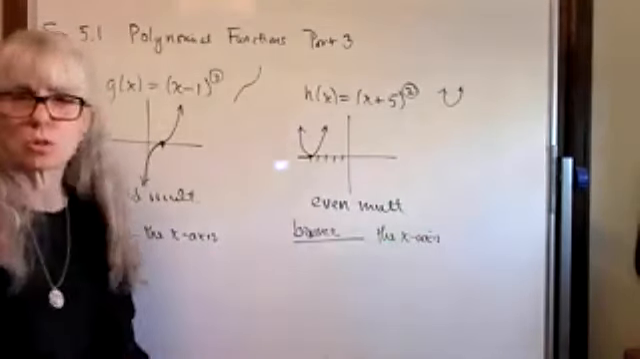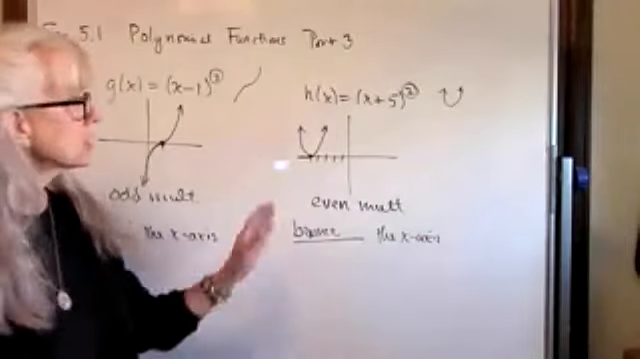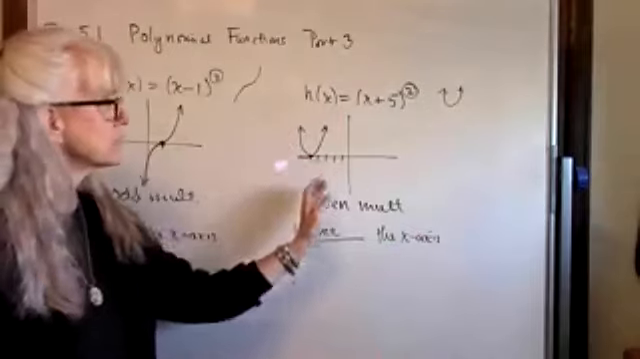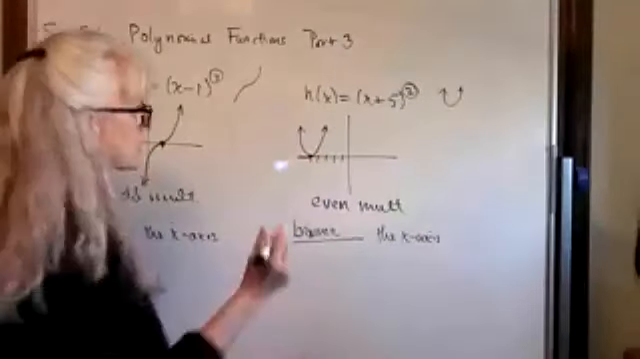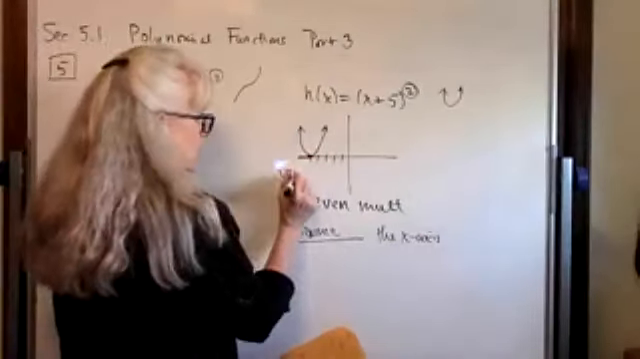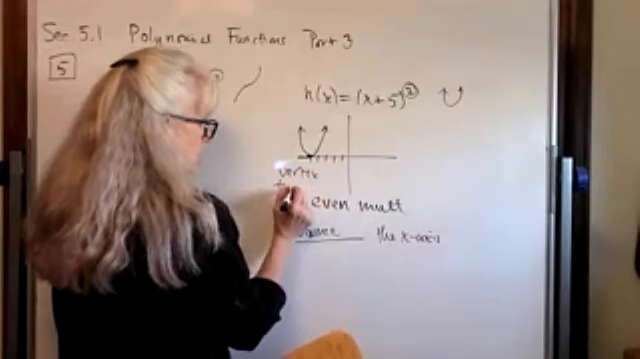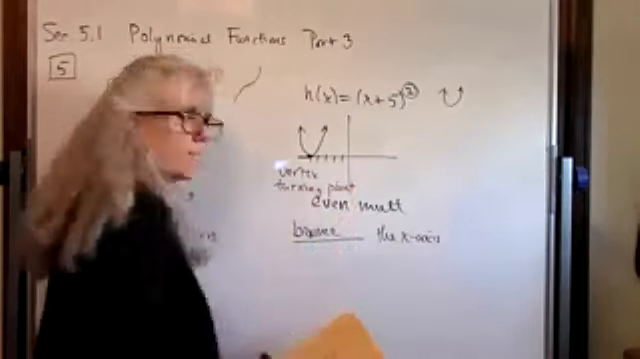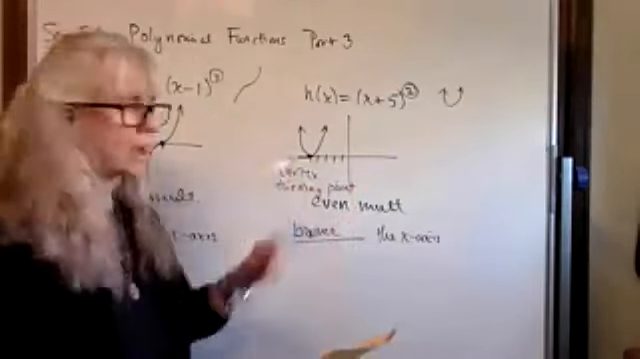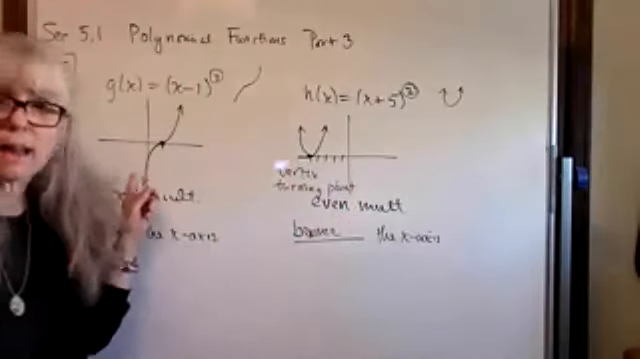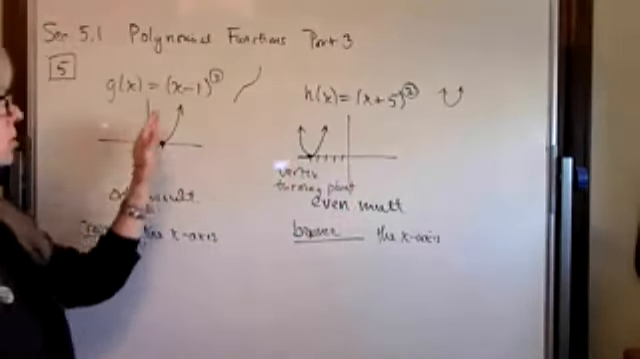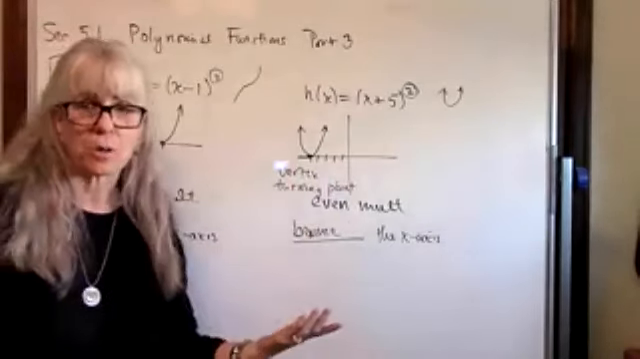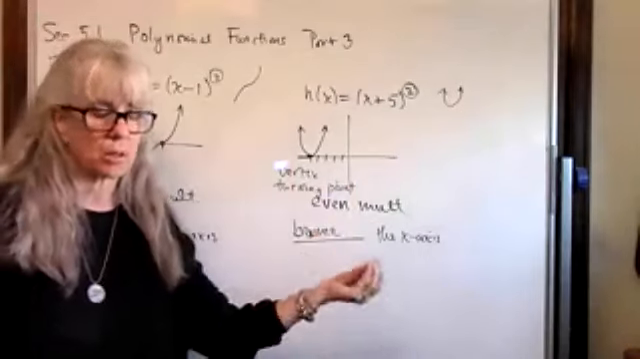Turning points. A turning point is when the graph changes direction. So the parabola is a perfect example of something that has a turning point. It goes from decreasing to increasing. So this point right here, which we call the vertex in chapter 4, is a turning point. And turning points can help us graph the polynomial functions. So this graph has a turning point. This graph does not have a turning point. It is increasing all along its length, so it never changes direction. So a graph can have a turning point, but it doesn't have to have a turning point.